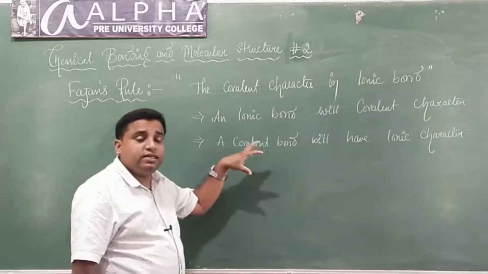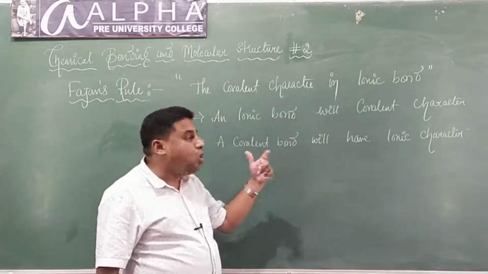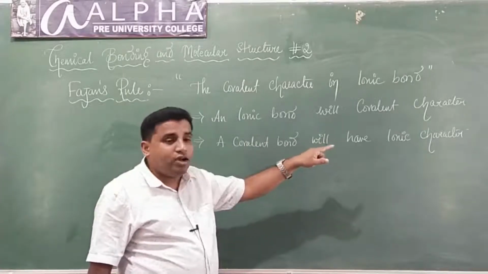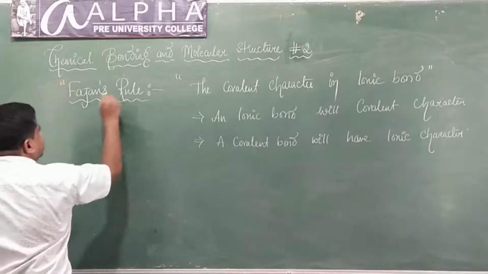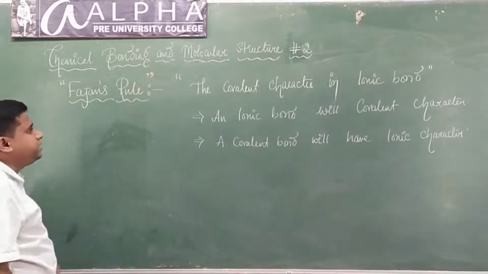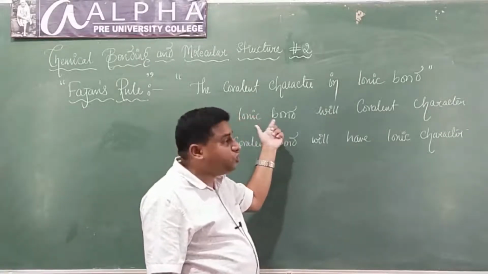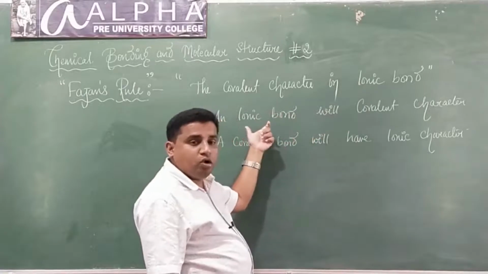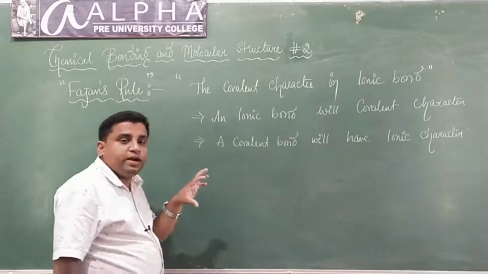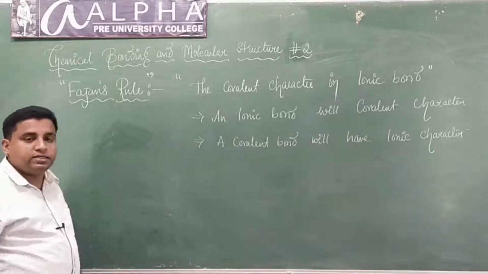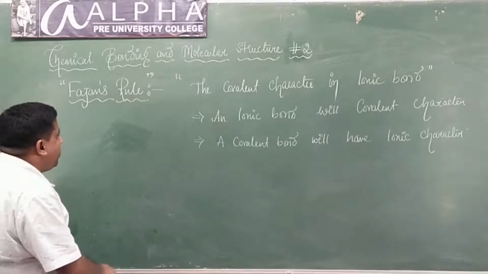To what extent will an ionic bond have covalent character, and to what extent will a covalent bond have ionic character? This is explained by a rule, and that rule is called Fajan's rule. What is the percentage of covalent character in an ionic bond, and the percentage of ionic character in a covalent bond? That is explained by Fajan's rule.